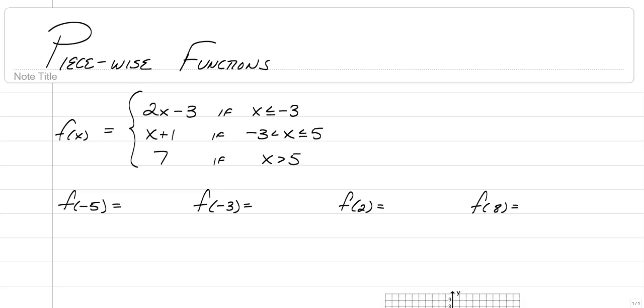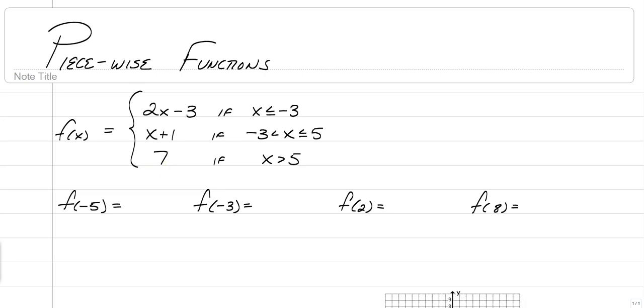Piecewise functions look a little different because there's actually multiple functions wrapped into one, but they only occur at certain constraints. So 2x minus 3 only occurs if x is less than or equal to negative 3. As soon as you are greater than negative 3, you are now going to enter the x plus 1. But x plus 1 only occurs if x is greater than negative 3, but also less than or equal to 5. So anything in between negative 3 and 5, including 5. And then finally, if you get to anything larger than 5, 6, 12, 10,000, it's going to be 7.